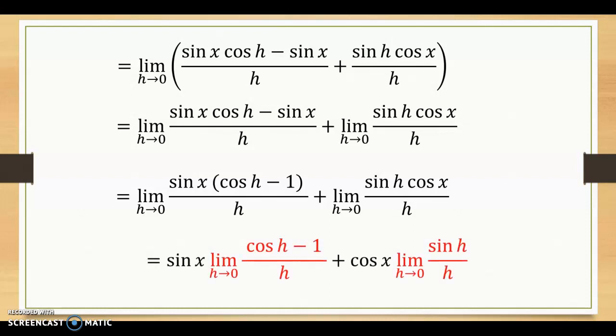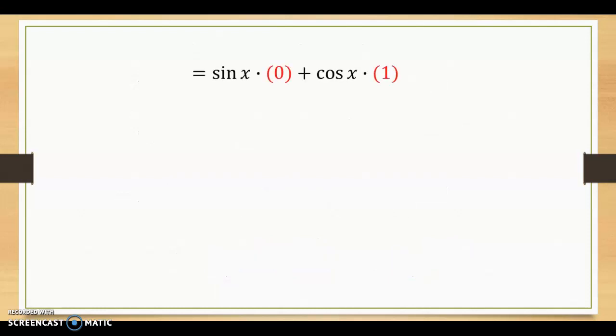So we can factor out sine of x and cos of x, and what we're leaving behind are two formidable limit properties, or two special limits, whose values are, in the first case, 0 for the limit on the cosine term, and 1 for the limit on the sine of h over h term. So sine of x times 0 plus cos of x times 1, and here is our rule. What we have just demonstrated is that the derivative of a sine function is equal to a cosine function.